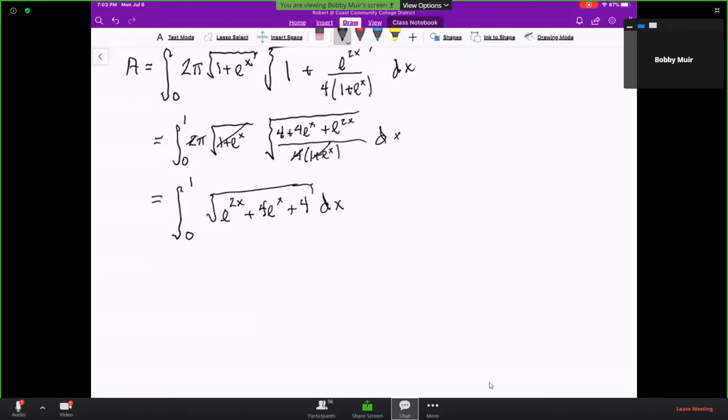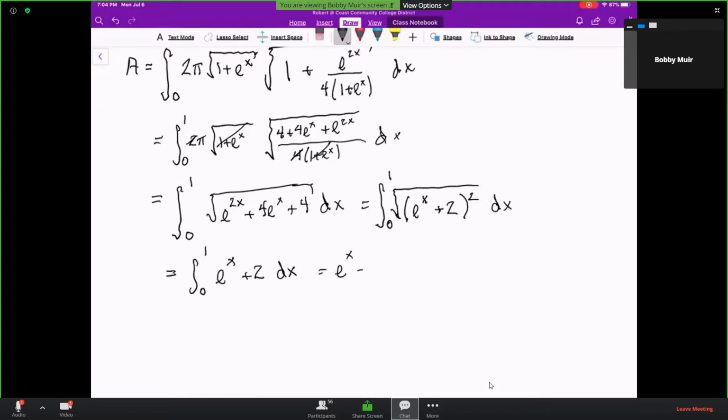Okay. Now here comes the next. Now we're all supposed to recognize that that is the perfect square, e to the x plus 2, being squared: e to the 2x plus 4 e to the x plus 4. And since everything is positive in there, the square root of the squared is just going to give me e to the x plus 2 dx.